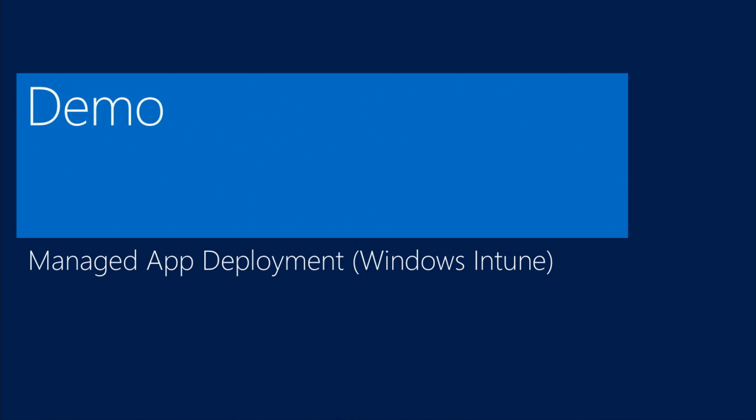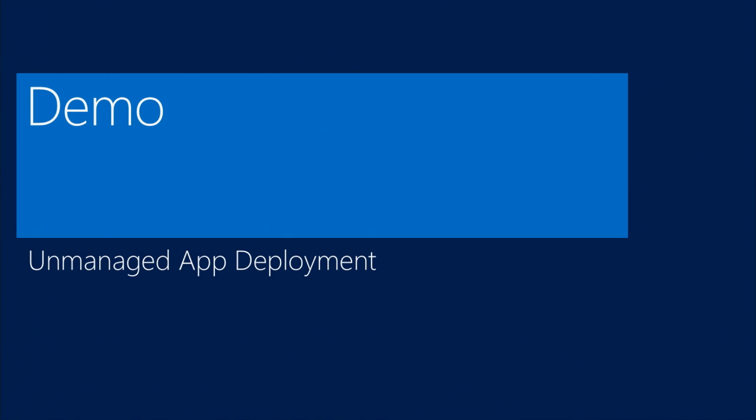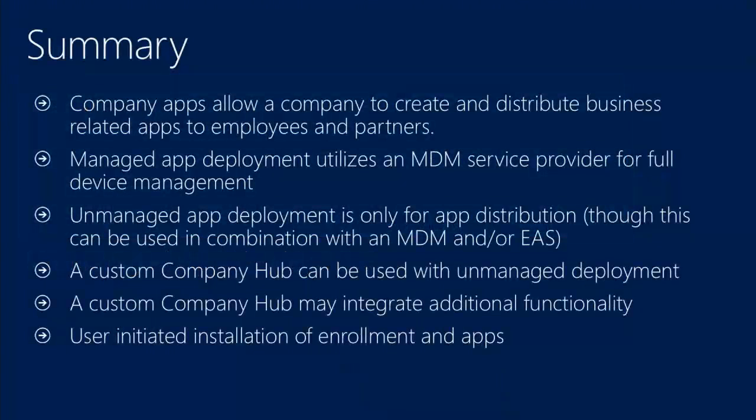I've shown you the managed app deployment using Windows Intune. I showed you the unmanaged app deployment using email. You can also use an SD card if you have an SD card slot available on the device. So, a summary of everything we've talked about. The company apps allow your company to create and distribute business-related apps to your employees and your partners. The managed app deployment utilizes an MDM service provider for the full device management, while the unmanaged side is only for app distribution, does not include all of the full capabilities of MDM, though it can be used in combination with an MDM server.